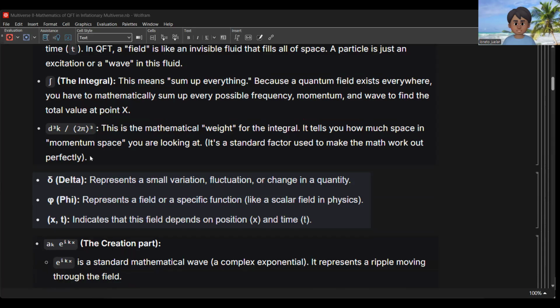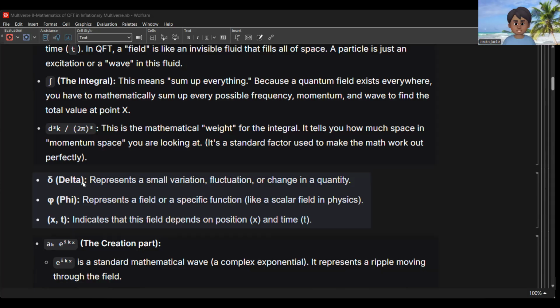So what is k? k is the wave vector. It tells us wavelength, direction, and momentum. We have p equal to h bar k. A large k means short wavelength and high momentum, and a small k means long wavelength and low momentum.